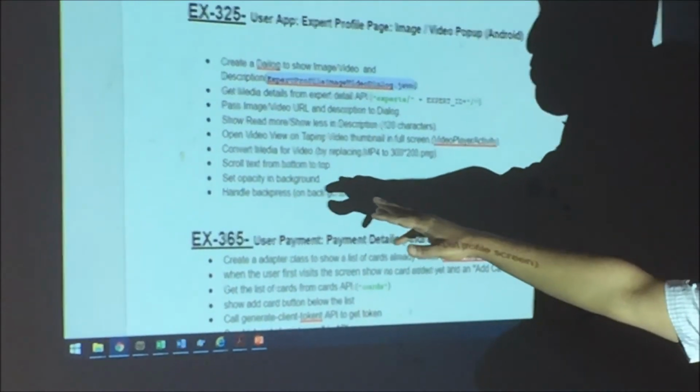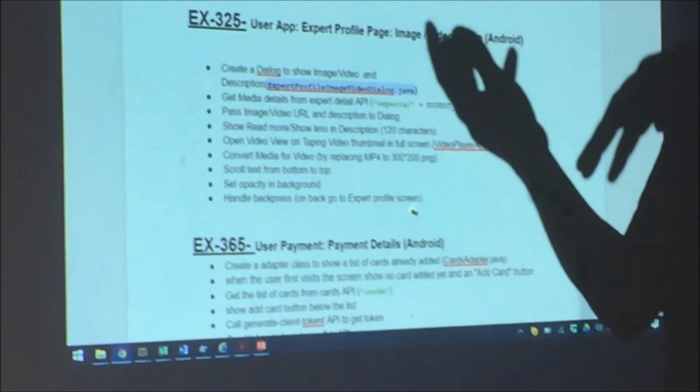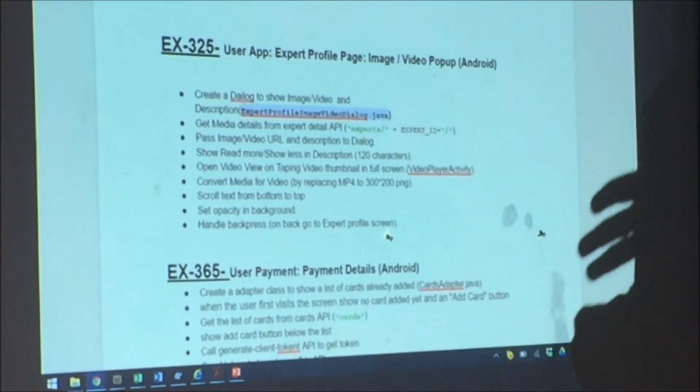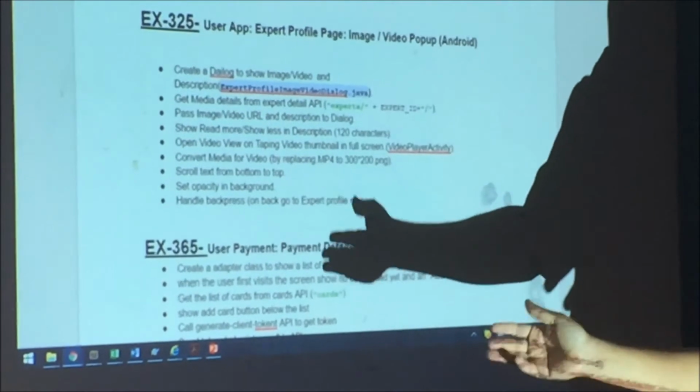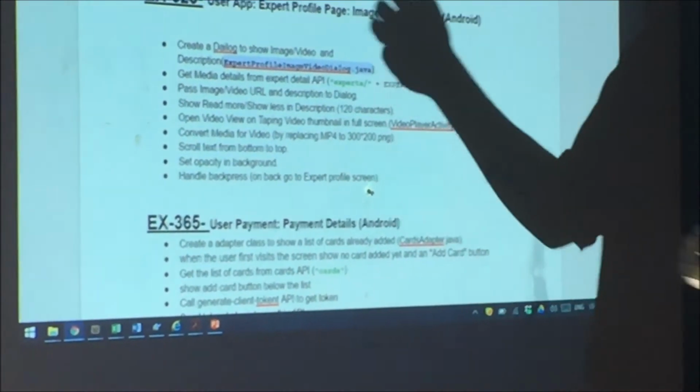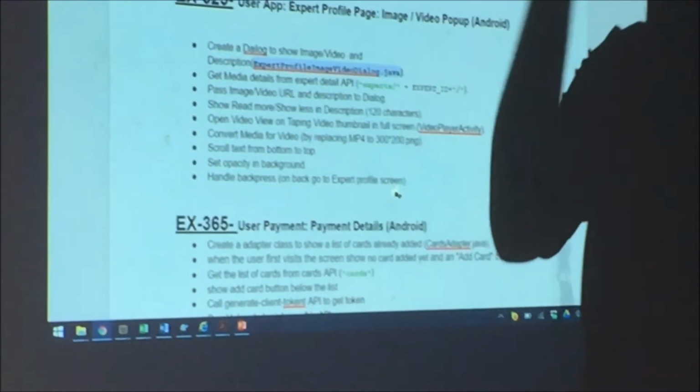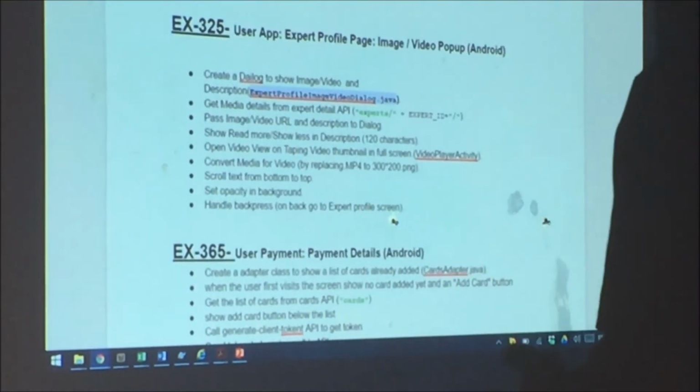And then scroll text from bottom to top, or where should the focus be? Important things like that should be mentioned on what the implementation will look like. Are we reusing any old code that already exists, or are we creating something new? Because a lot of projects are bigger projects where we can reuse a lot of these things, right?